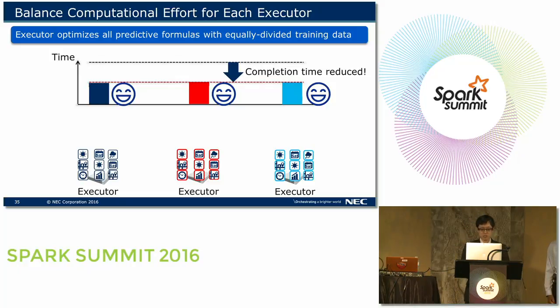Okay, so let me explain the second point again. The second one is map-reduce synchronization. And to address the key point, we designed the distributed HML so that each executor optimizes all predictive formulas of the HML model with equally divided training data. So then the computational effort is balanced and the waiting time is significantly reduced.